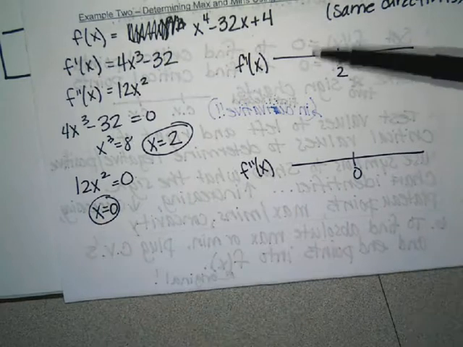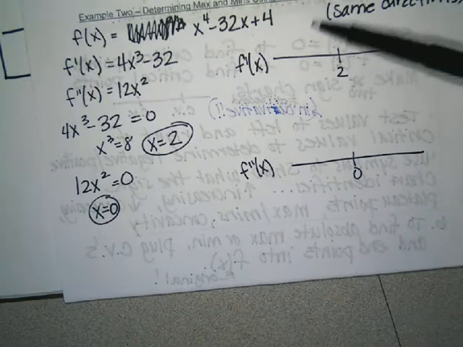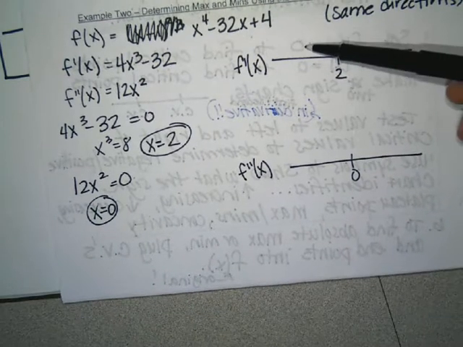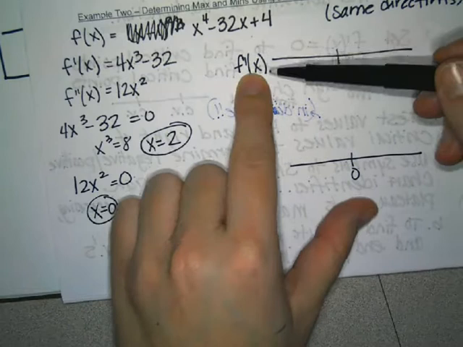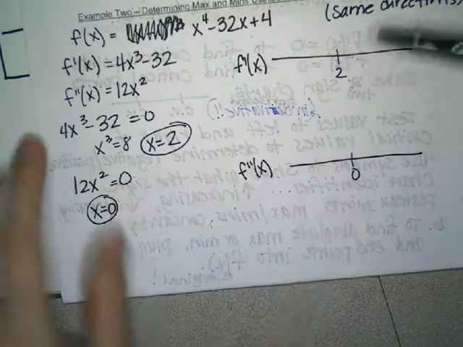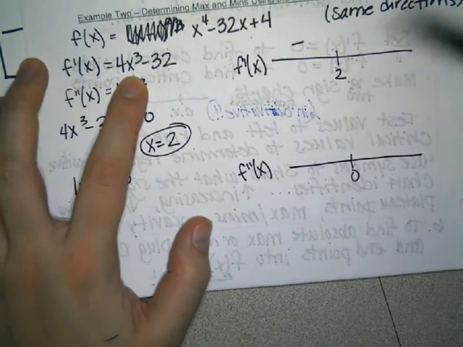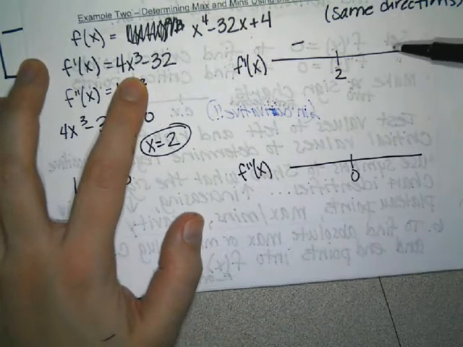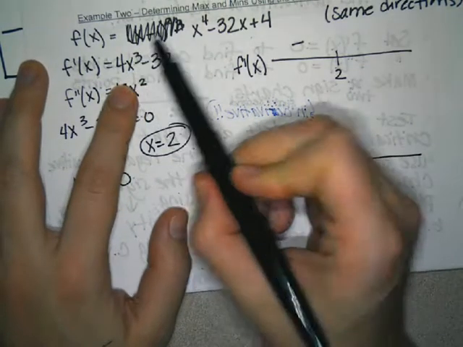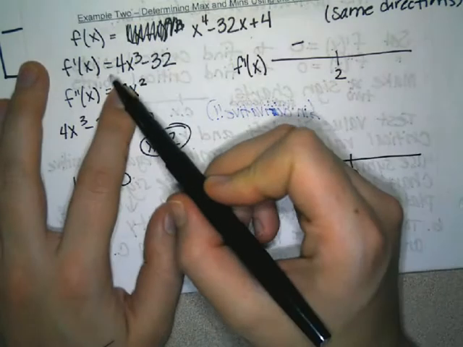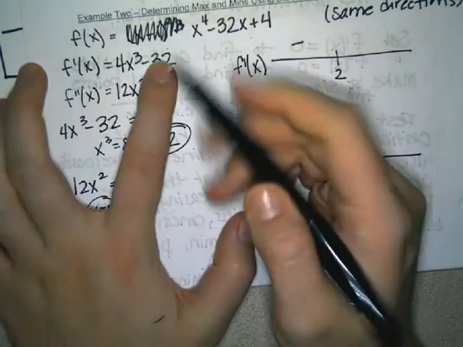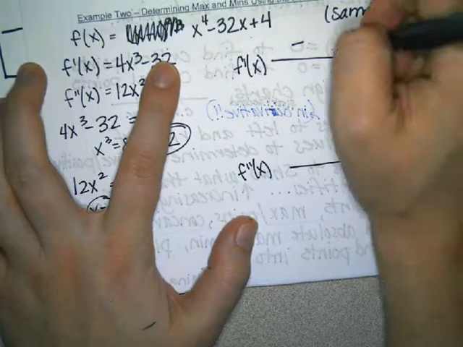So again, we're going to test values to the left and the right. So I'm going to test a value to the left of 2. I'm going to test 0. We have to plug it into the derivative to find out if you're increasing or decreasing. So plugging in there, I get a negative value. If I plug in 3, 3 cubed is 27. 27 times 4 is a much larger number than negative 32, so I'm going to end up having a positive.